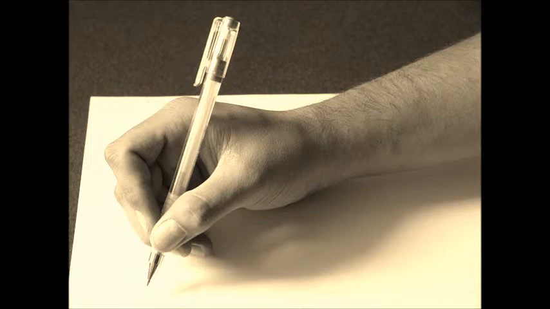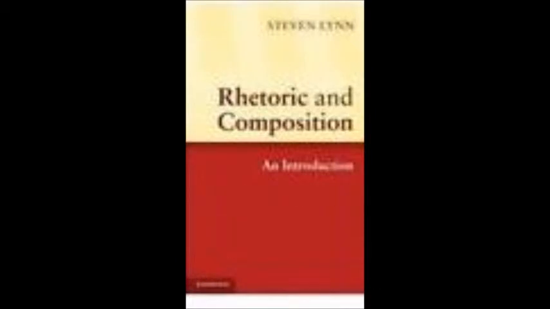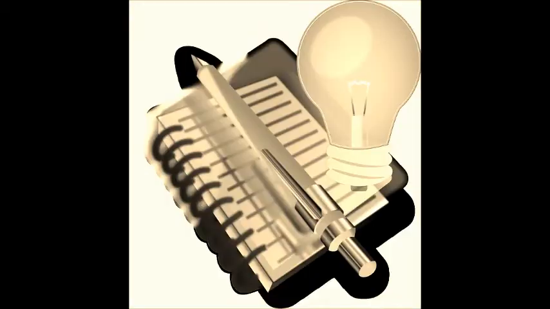Originality, however, is difficult to achieve, though it is naturally what we, as writers and teachers of the skill, are encouraged to pursue. But because so much of our writing is dependent on what we already know and have seen, originality can be compromised. Lynn states, "It is in fact impossible to be entirely original and be understood, as we all depend on the resources of language and culture that we inherit. And once invention is paired with the process of writing, some believe that plagiarism is inevitable."